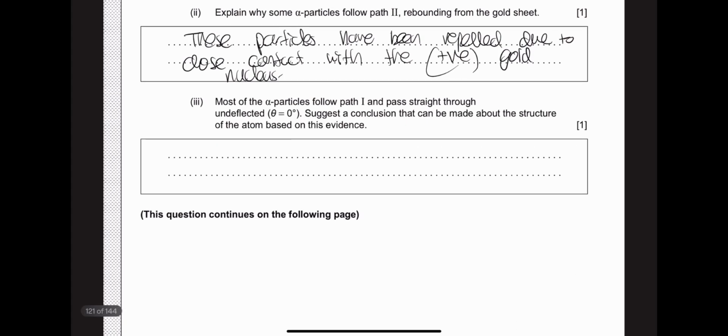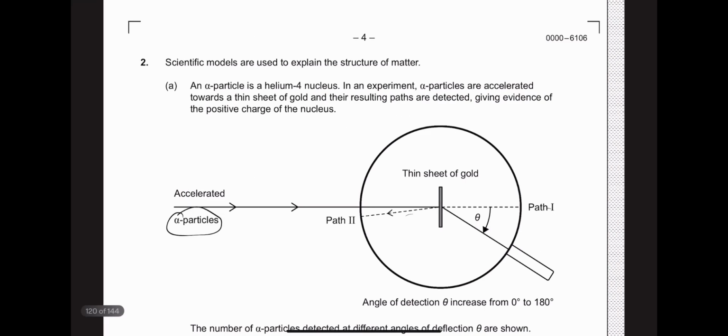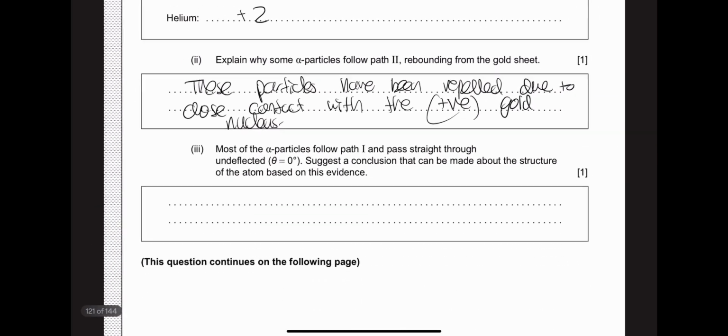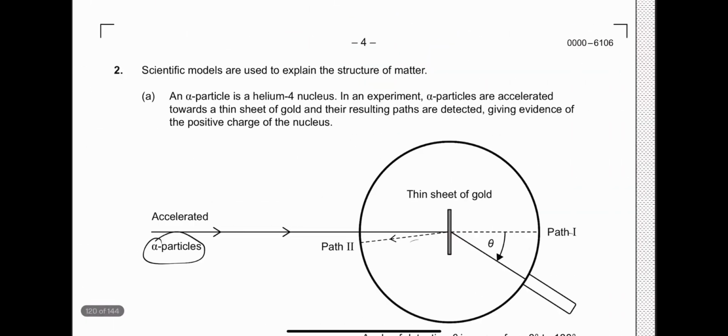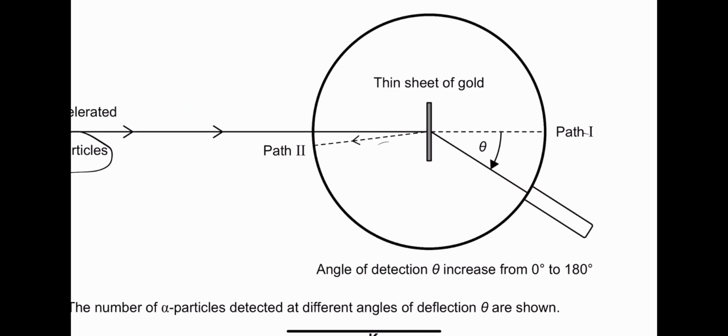There we go. Most of the alpha particles follow path 1 and pass straight through undeflected. Suggest a conclusion that can be made about the structure of the atom based on this evidence. If you're familiar with this experiment, it's a pretty famous experiment, then you should know the answer. But if you're unfamiliar, it's just logical deduction. We know that most of the particles follow path 1 and the angle is 0, so essentially no deflection. Path 1 is just going completely straight. The majority of particles are going there, and only a few of them are being diverted or rebounded. So why is this happening?